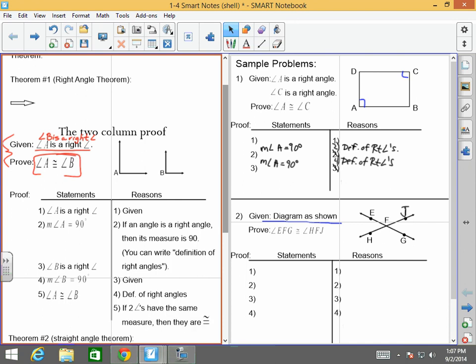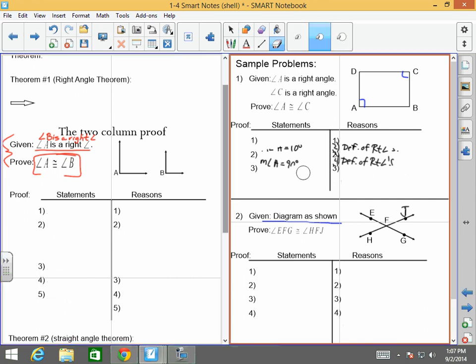However, we can condense this, though, now using our theorems. For example, let's look at the sample problem number 1. We said that angle A is a right angle, given.